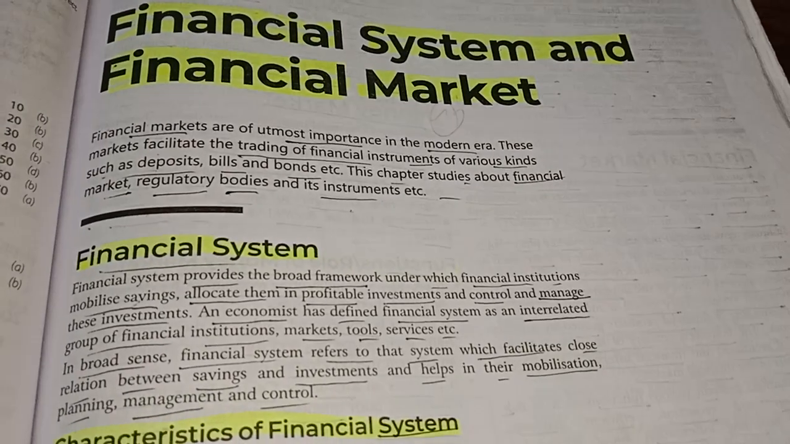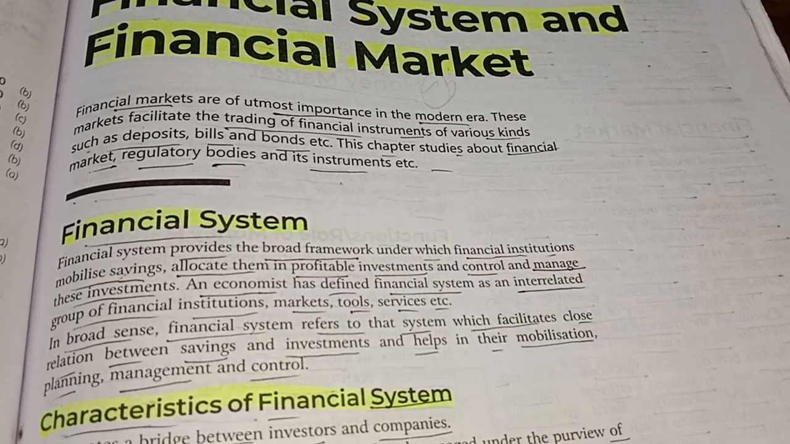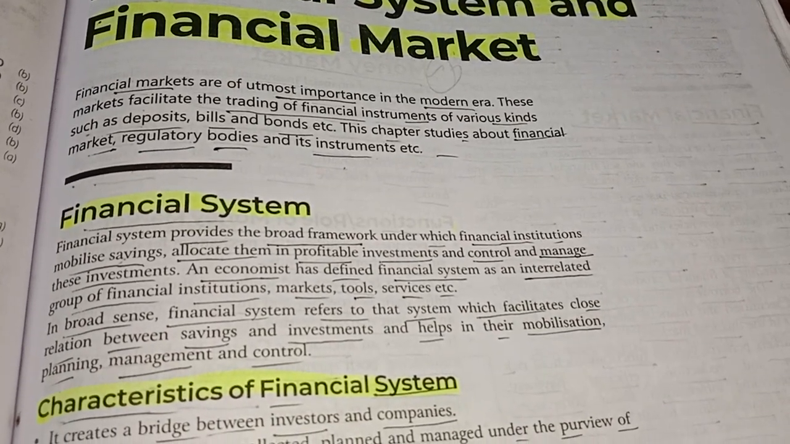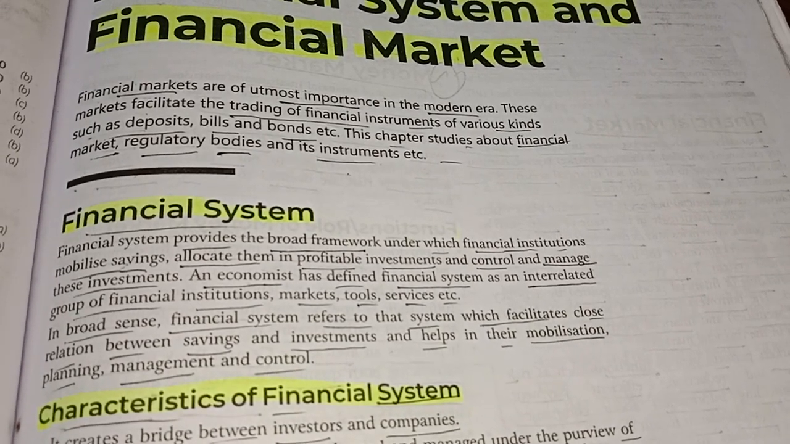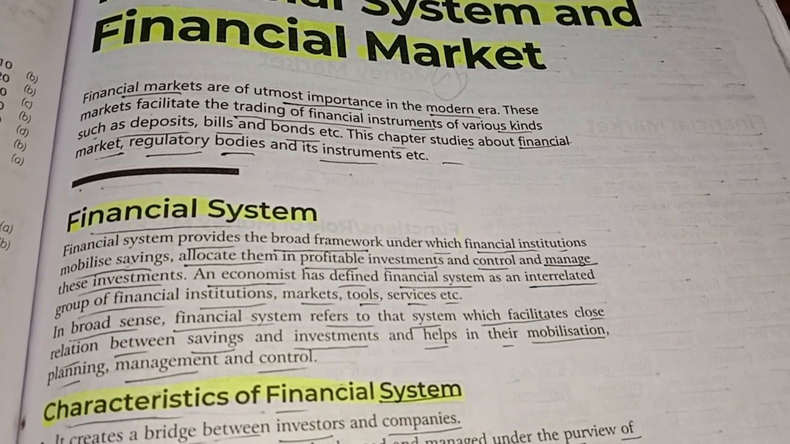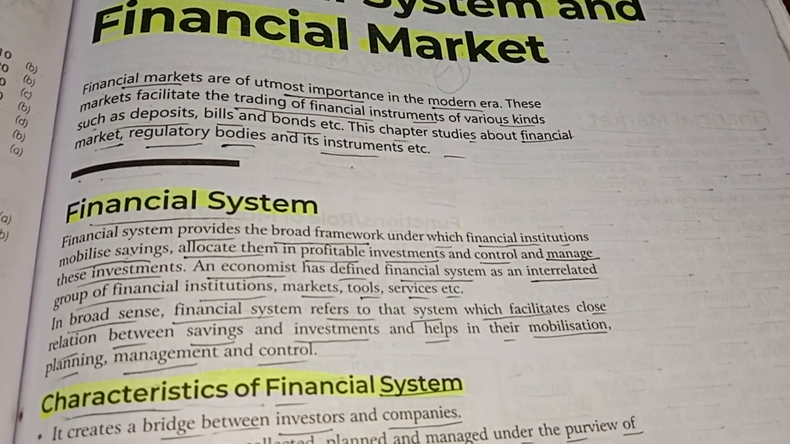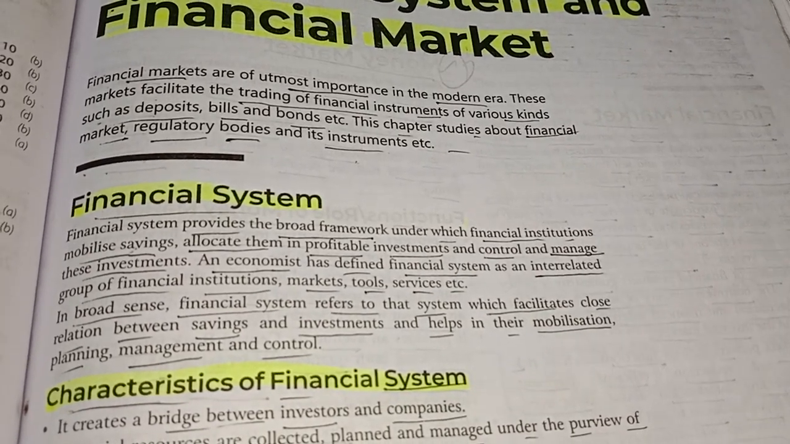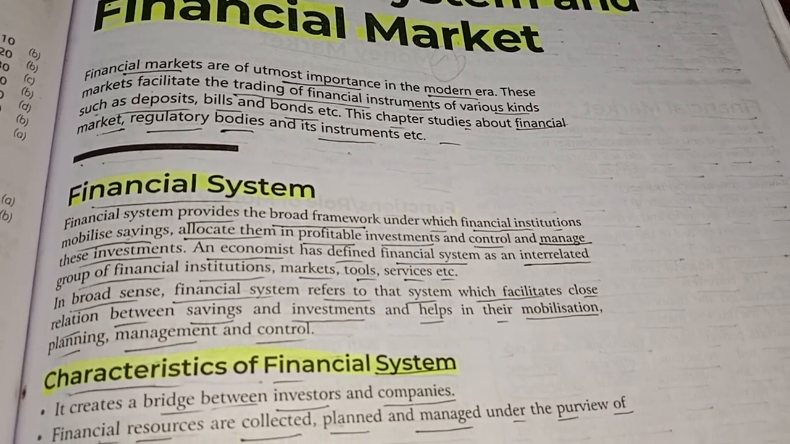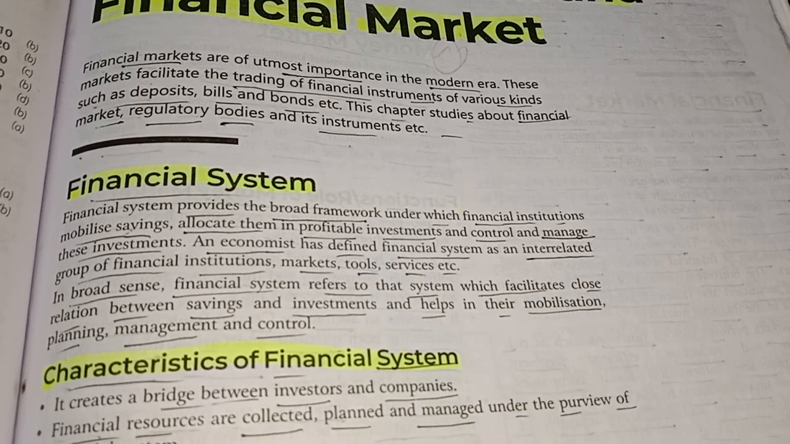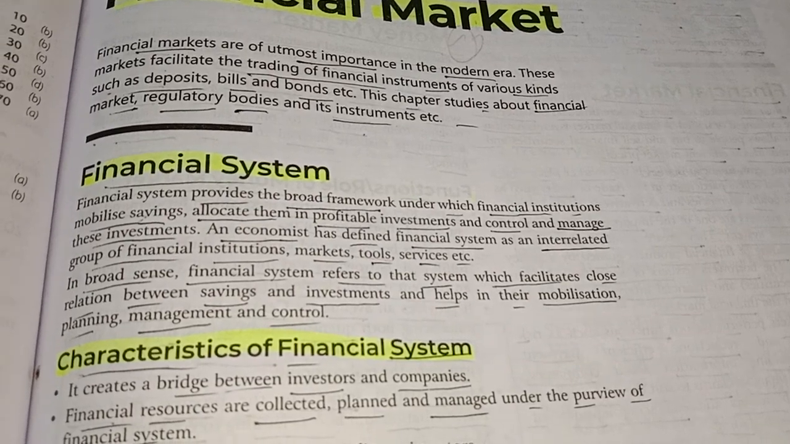Financial system. The financial system provides the broad framework under which financial institutions mobilize savings, allocate them in profitable investments, and control and manage these investments. An economist has defined the financial system as an interrelated group of financial institutions, markets, tools, services, etc. In a broad sense, the financial system refers to that system which facilitates close relation between savings and investments and helps in their mobilization, planning, management, and control.